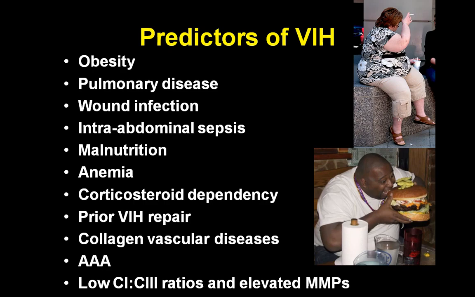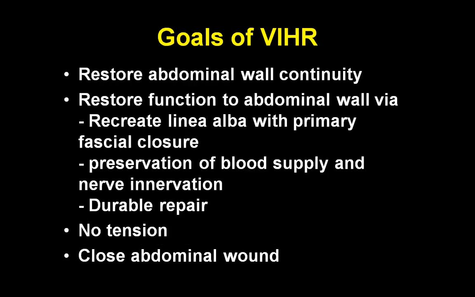So whenever you select a patient for ventral hernia repair, you have to look into a lot of factors, particularly obesity, pulmonary disease, wound infection, malnutrition, anemia, steroid dependency, etc. Because if it is not corrected, this is going to lead to a recurrence.